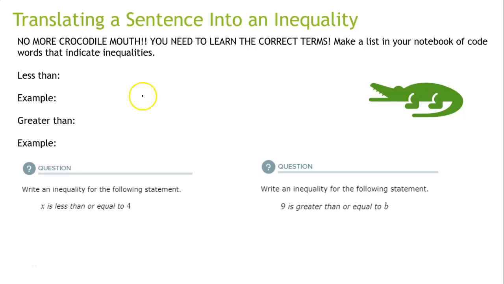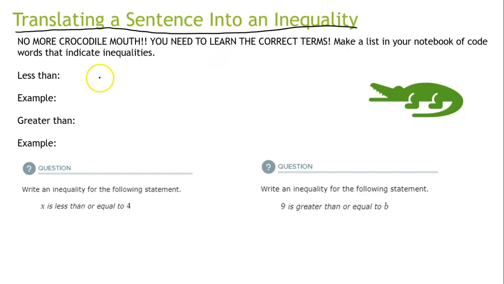We're first going to talk about translating. So in a new section of your notebook, would you please put translating a sentence into an inequality? That's your new heading. So no more crocodile mouth. You need to learn the correct terms. You want to make a list in your notebook of code words that indicate inequalities.